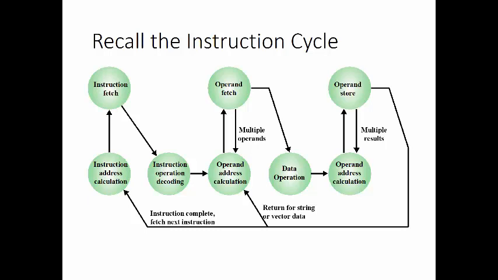The source operand reference. The operation may involve one or more source operands. That is, these are the inputs for the operation. For example, if you're adding two numbers, you'll need those two numbers as the operands for that operation. The result operand reference. The operation may produce a result. For example, if we were adding those two numbers, we would need to know where to store the result. And then the next instruction reference, which will tell the processor where to fetch the next instruction after the execution of this operation is complete.